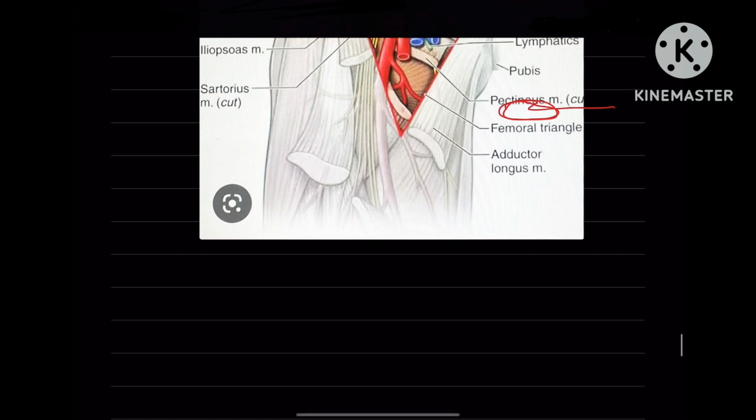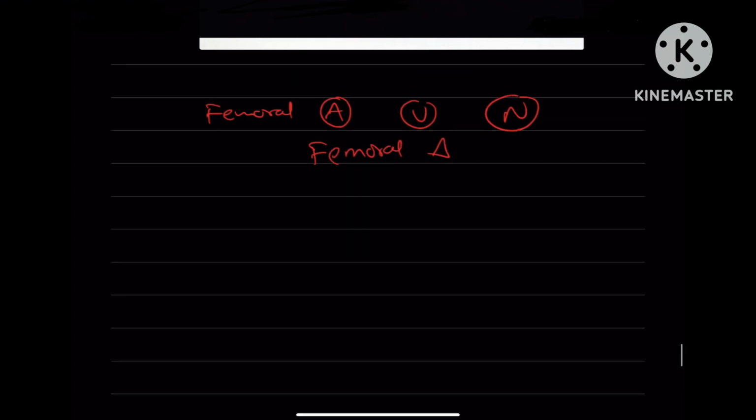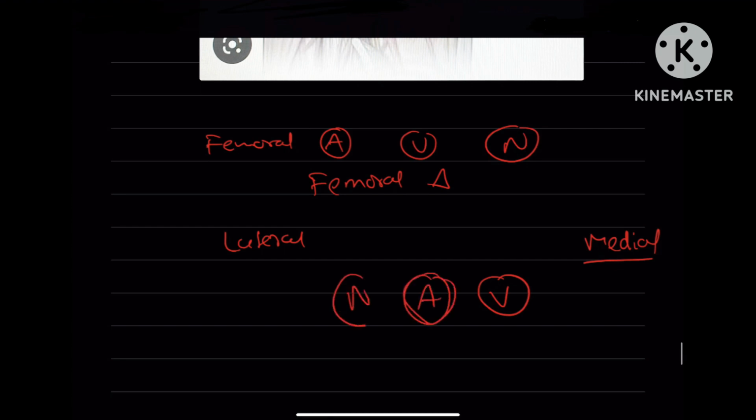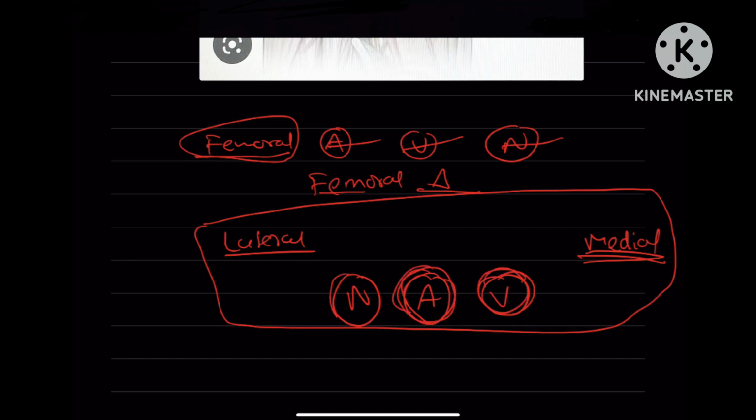If we see the relation of the femoral artery, vein, and nerve in the femoral triangle, this is the lateral side, this is the medial side. The vein is medial to the artery and the artery is medial to the nerve. This is a very important point. The relation of the femoral artery, vein, and nerve in the femoral triangle, from medial to lateral: the vein is medial to the artery and the artery is medial to the nerve.